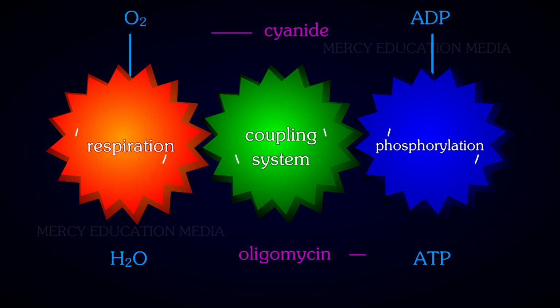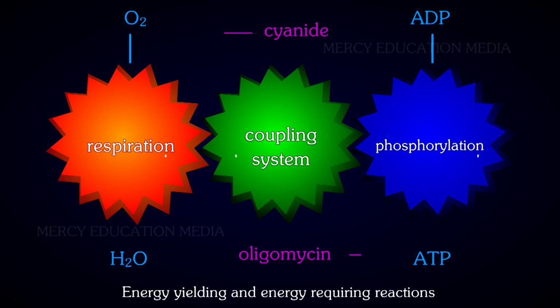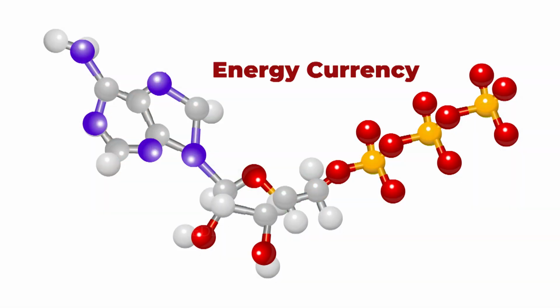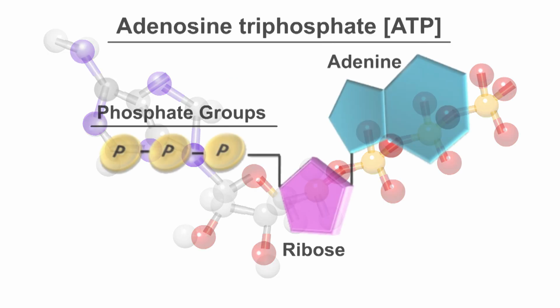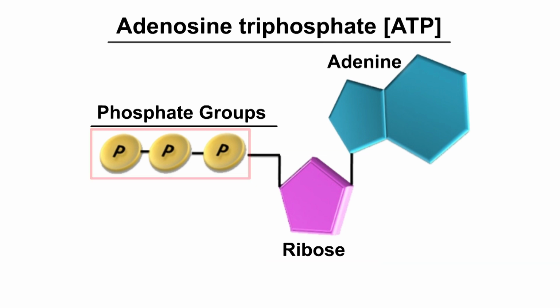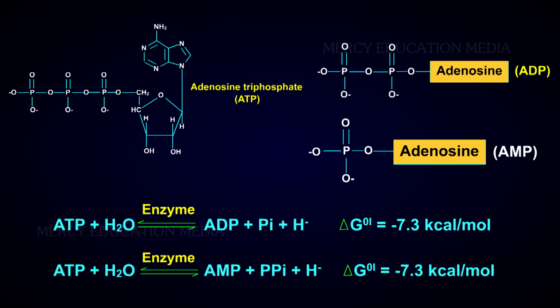ATP molecules, that is, adenosine triphosphate molecules, act as carriers of free energy between the energy yielding and energy requiring reactions of the cell. ATP is described as the energy currency of the cell. It is a nucleotide consisting of adenine, ribose sugar, and 3 phosphate groups. It is an energy-rich compound and contains 2 high-energy terminal bonds. A large amount of free energy is liberated when these bonds are broken by hydrolysis.